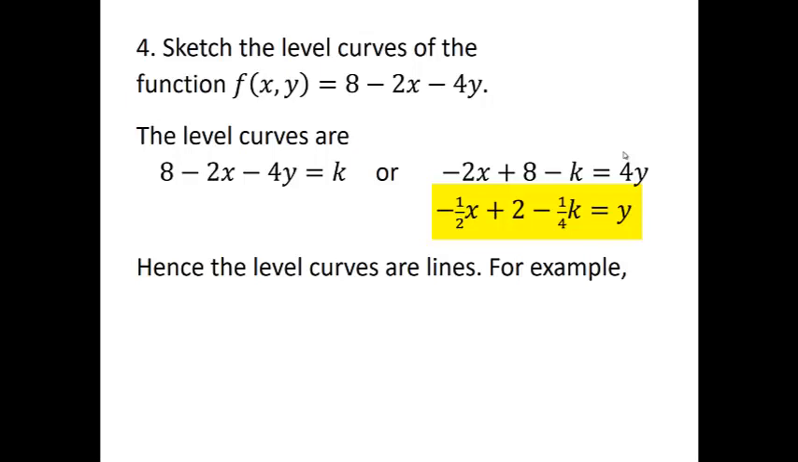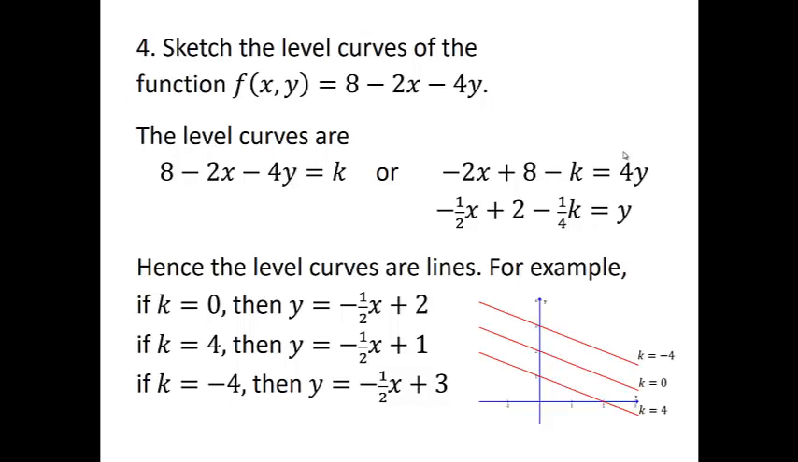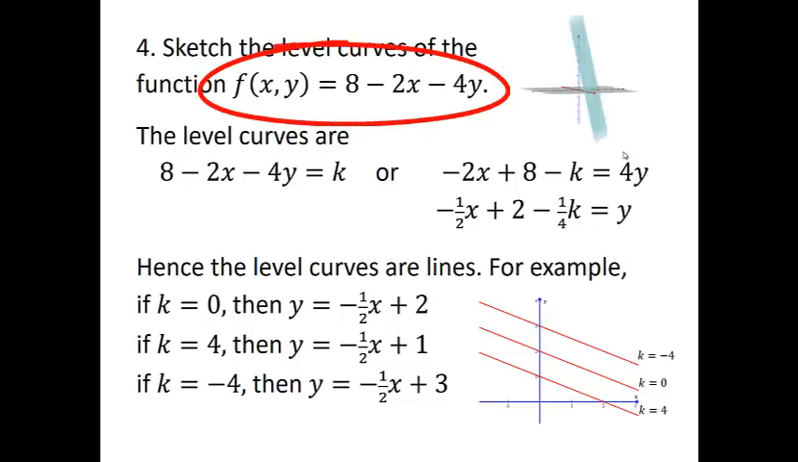And for some specific examples, if k is 0, we would get the line y equals negative a half x plus 2. If k equals 4, we would have the line y equals negative a half x plus 1. And if k is negative 4, we would get the line y equals negative a half x plus 3. And so to sketch the level curves, we would simply sketch those 3 lines. And notice this makes sense for our level curves because this is the equation of a plane. And as we saw earlier, the level curves for a plane are in fact lines. All right, let's do one more like that.